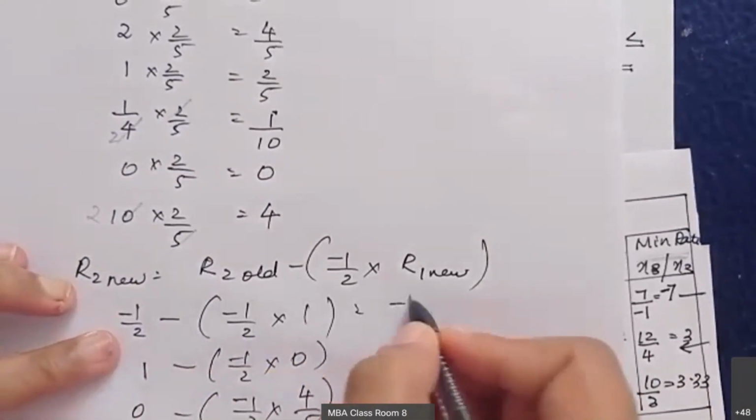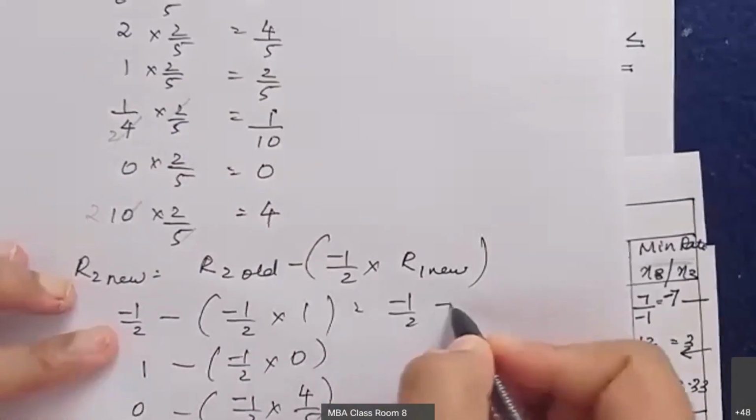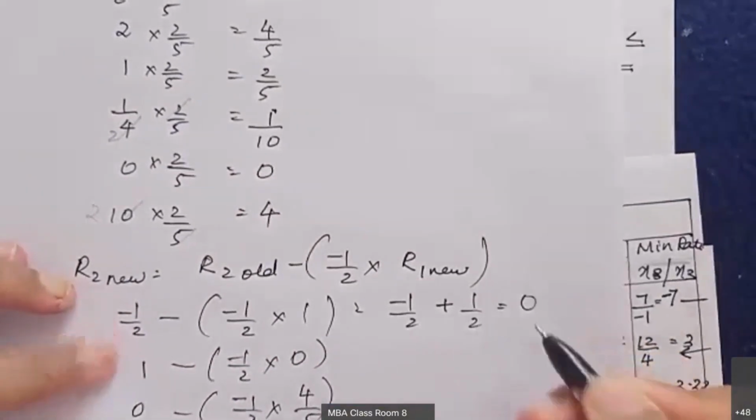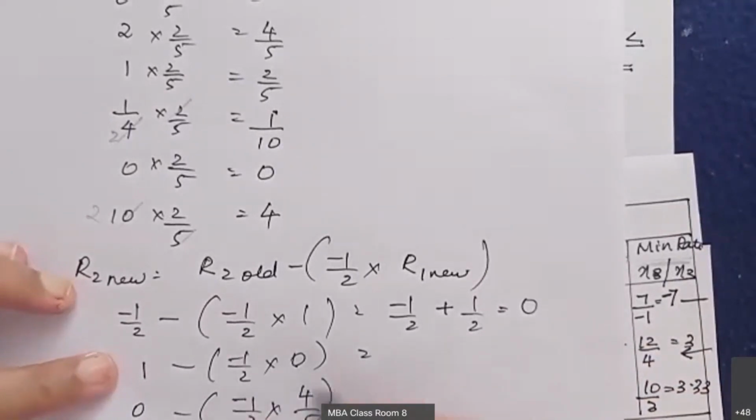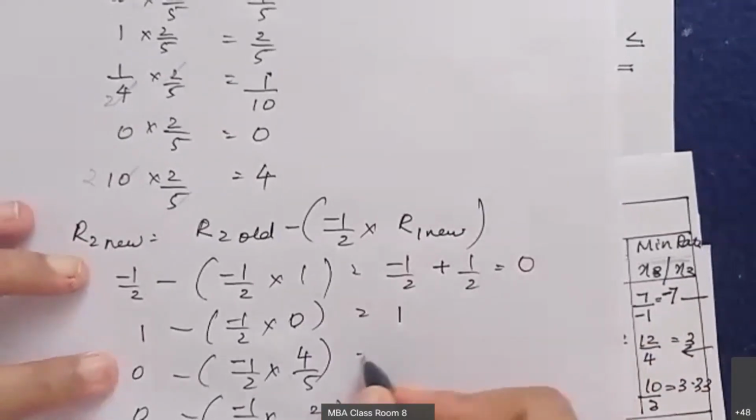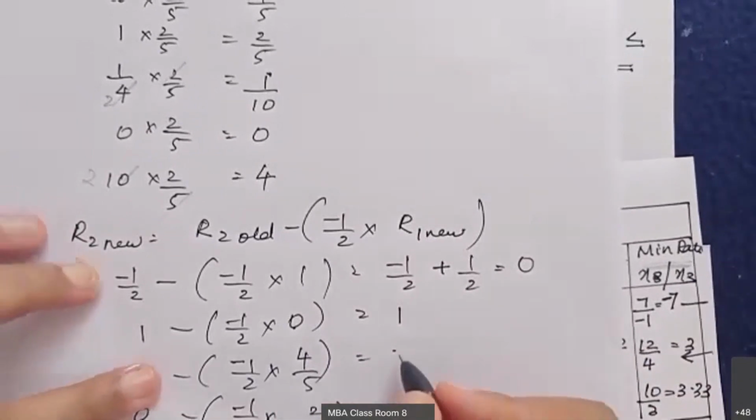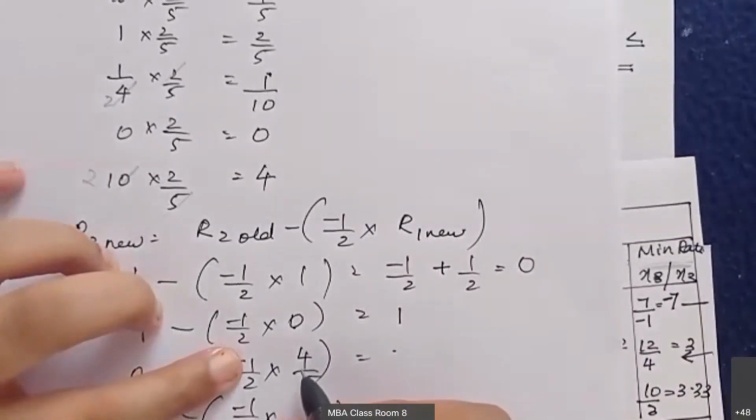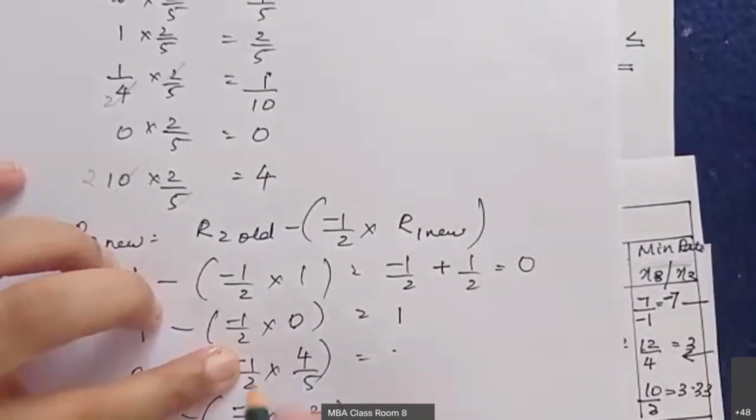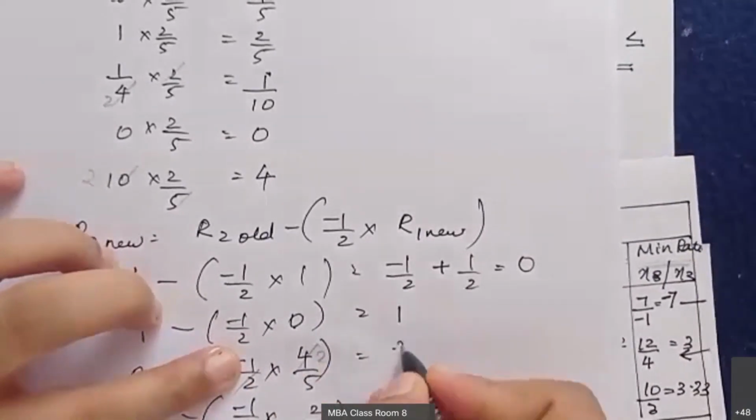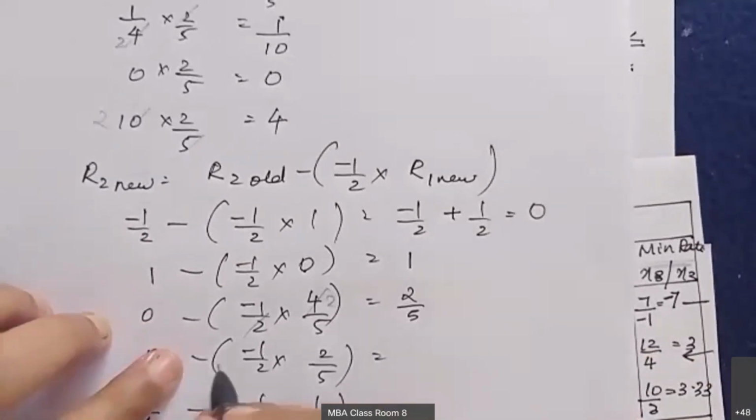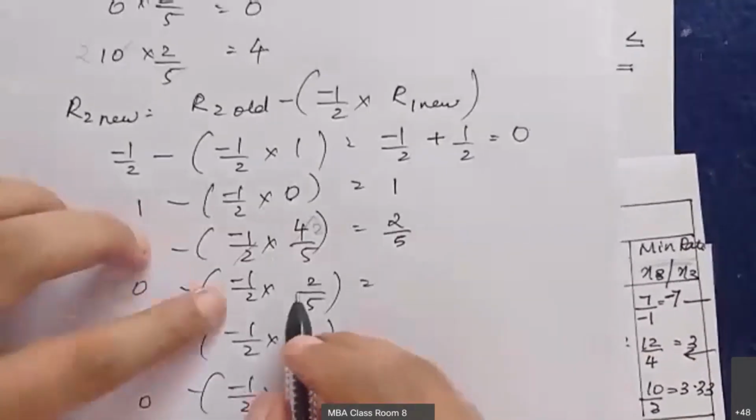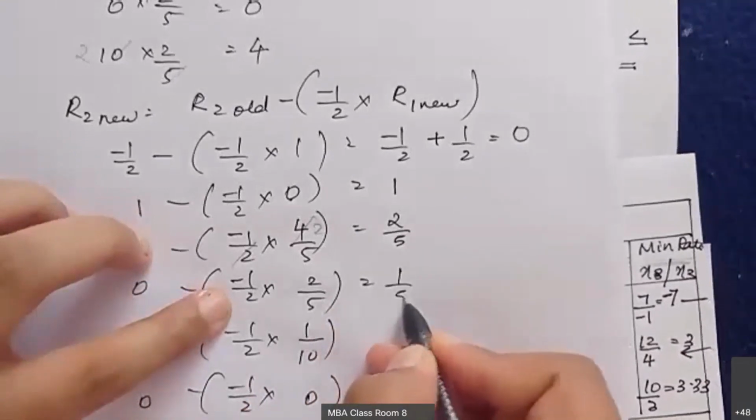So it is minus 1 by 2, minus into minus, it is plus 1 by 2, which is 0. Over here, there is a 0 here. So this entire number becomes 0. 1 minus 0, it is 1. Over here, minus and minus, it will become plus 1 by 2 into 4 by 5. Okay, we have to cut over there and it becomes 2 by 5. Again here minus and minus, it will become plus. Okay, here we have 1 by 5.